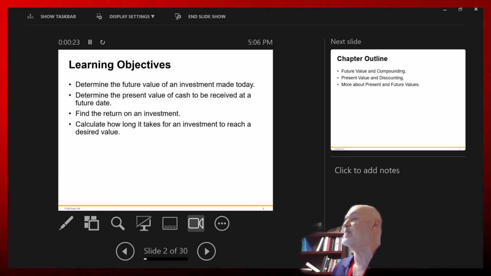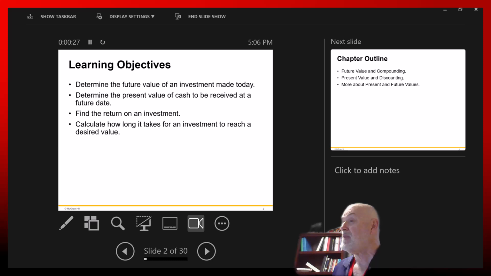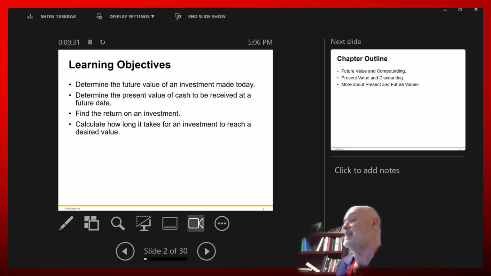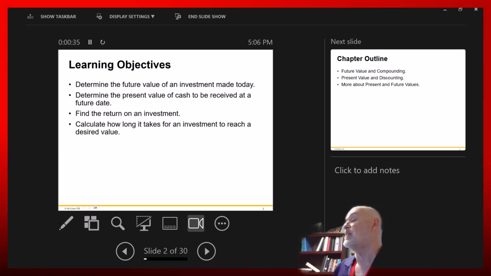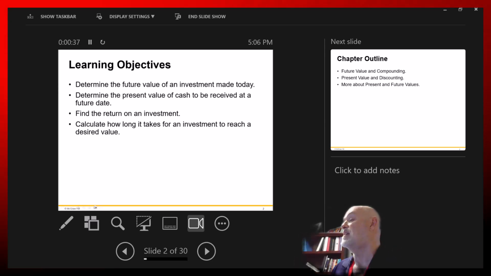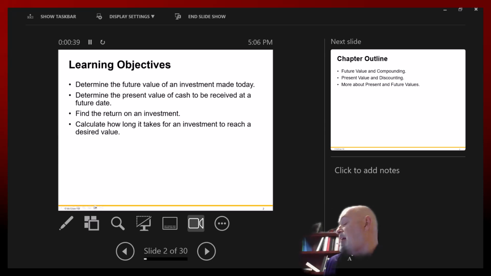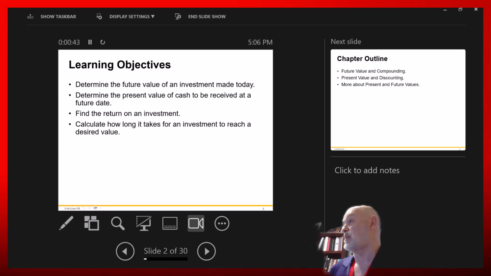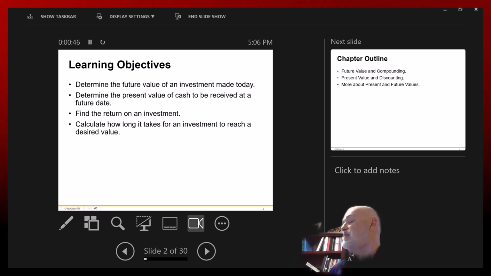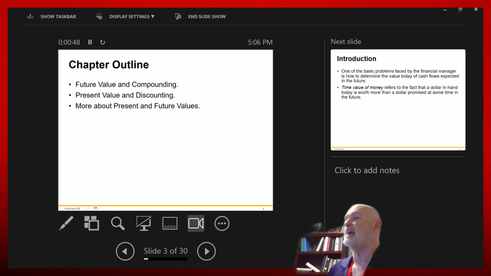Our learning objectives: determine the future value of any investment made today, determine the present value of cash to be received at a future date, find the return on an investment, and calculate how long it takes for an investment to reach a desired value. For instance, how long does it take an investment to double? For that, we use something called the rule of 72. We divide the interest rate by that.